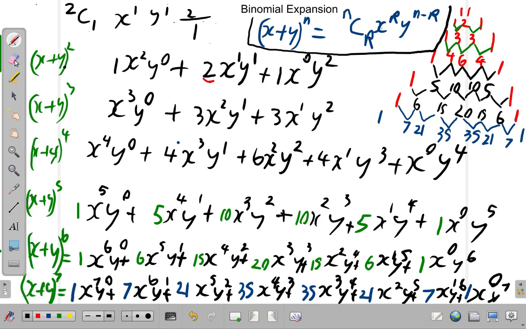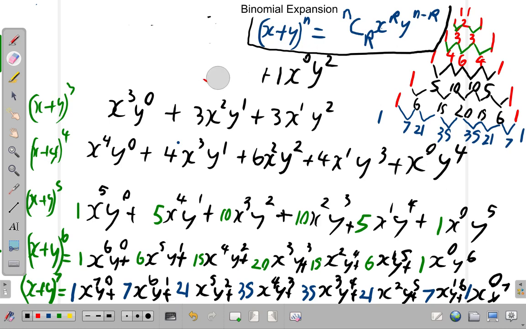Let's look at the 3 now. Power of 3. Let's erase these things. We want to make space up here. Good. Let me put back this part of the line that I erased. Alright. Now, you want x plus y to the power of 3.